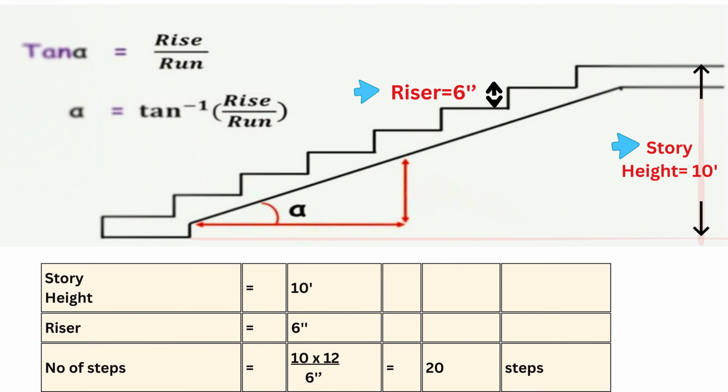How to calculate slope for the staircase? We first of all calculate total number of steps by dividing total story height by riser size. Make sure of unit conversion. Example, if story height is 10 feet and riser height is 6 inches, then story height will be 10 into 12 divided by 6, which will come out to 20 steps.